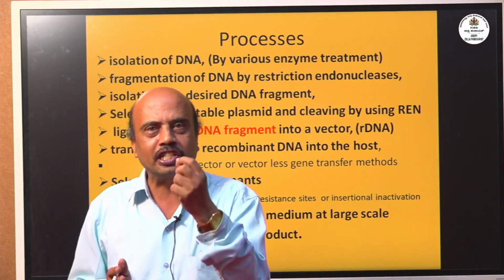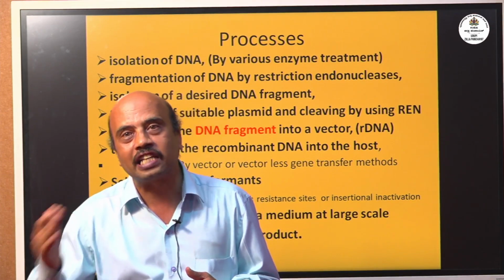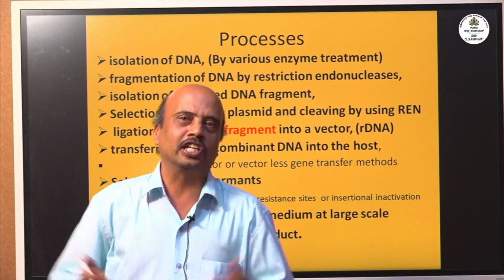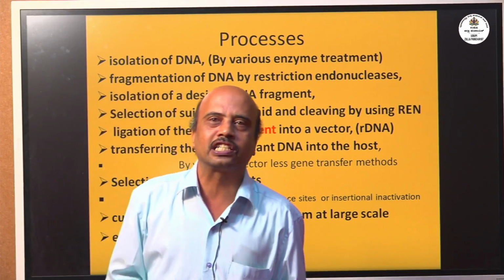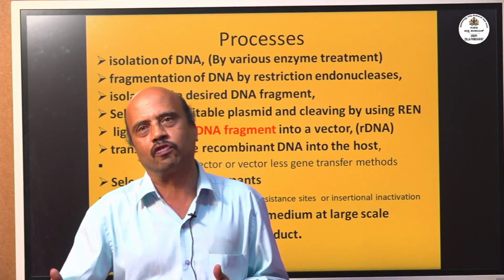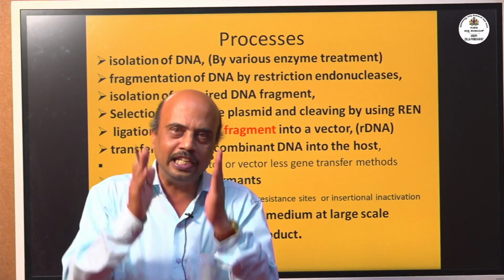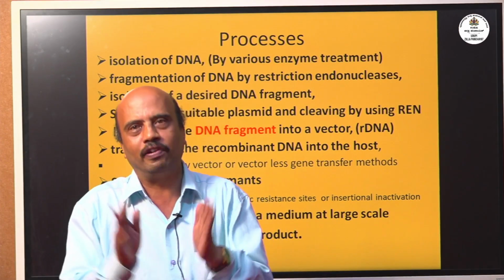Now, the first restriction endonuclease that was isolated was Hind II. Later, several restriction endonucleases were isolated. Now we already have more than 900 such restriction endonucleases obtained from over 230 different strains of bacteria, and each restriction endonuclease has a name, and that naming is very, very important from the point of view of competitive examinations.